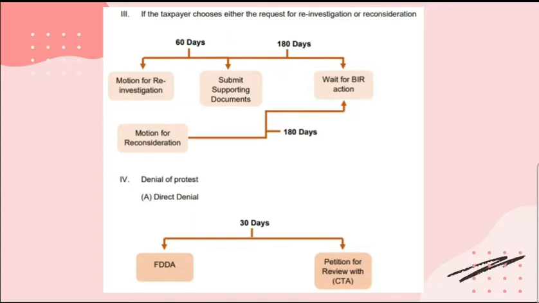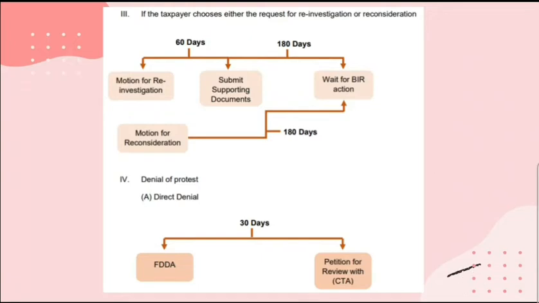So the third step is the time when the taxpayer chooses either the request for reinvestigation or reconsideration. In case of a request for reinvestigation, the taxpayer is mandatorily required to submit relevant supporting documents within 60 days from the date of filing of the protest. Then, another period of not less than 6 months or 180 days is given for the investigation, and then wait for the BIR action. On the other hand, in case of a request for reconsideration, the taxpayer must wait for the BIR action within 180 days from the receipt of the formal letter of demand or final assessment notice.